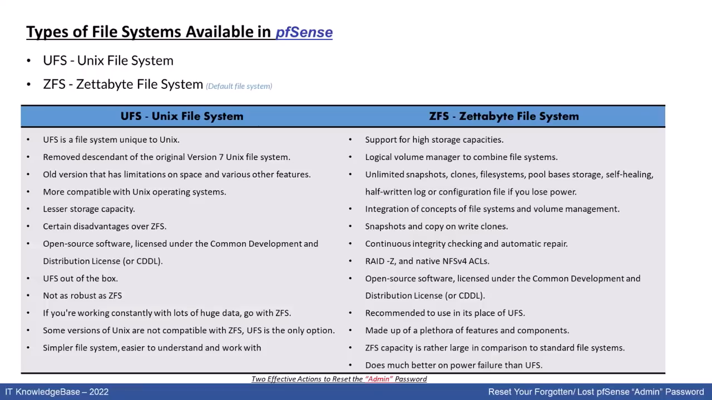Let's talk about some file system confines. UFS, the Unix File System. UFS is a file system unique to Unix. UFS is a descendant of the original version 7 Unix file system. UFS is an old version that has limitations on space and various other features.